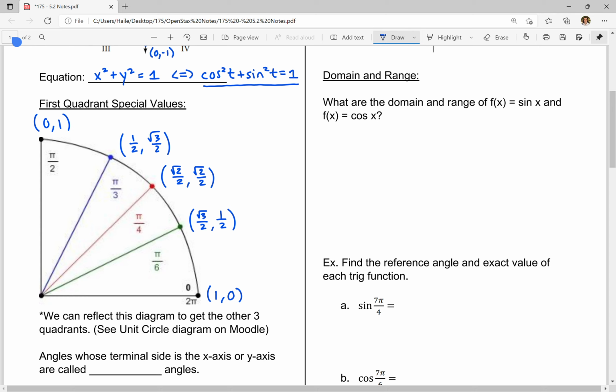And not to mention, a question like this diagram would be a great test question when it's time for that.